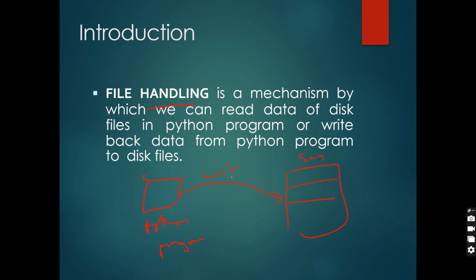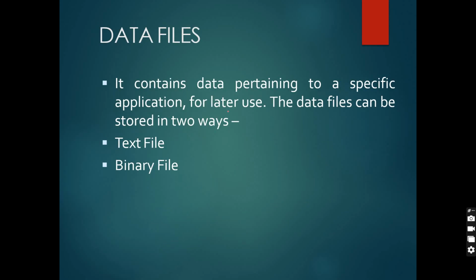We call it a write operation when something is written to the particular file. If we read from the particular file, then it is called the read operation. Data files contain the data pertaining to specific applications for later use. The data files can be stored in two ways: a text file and a binary file.